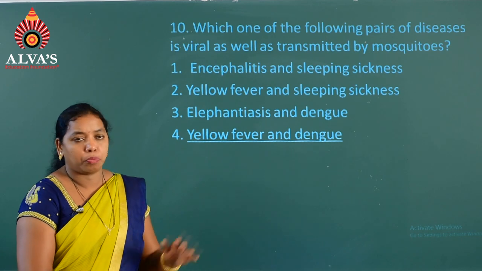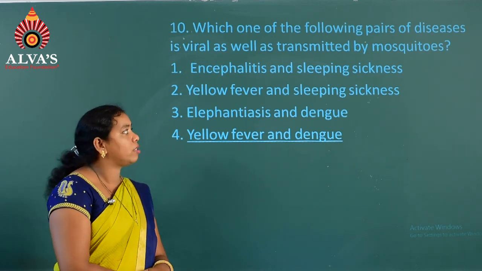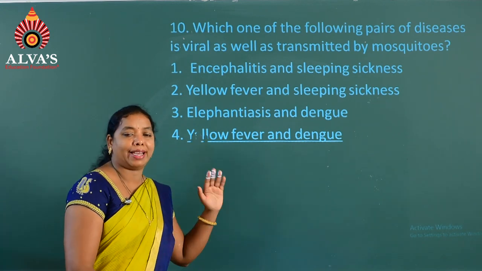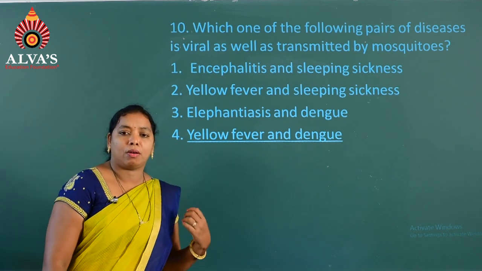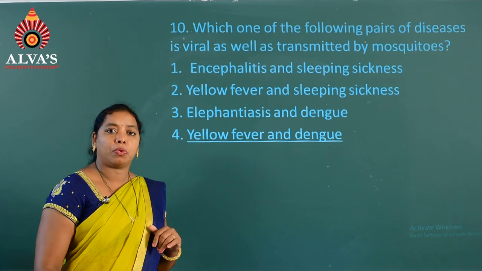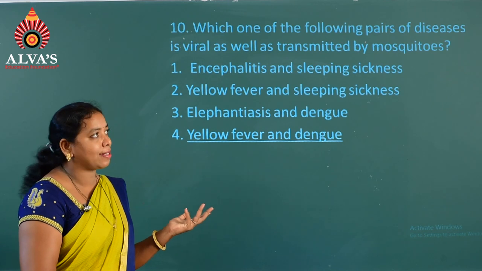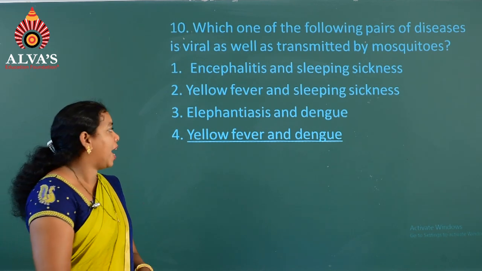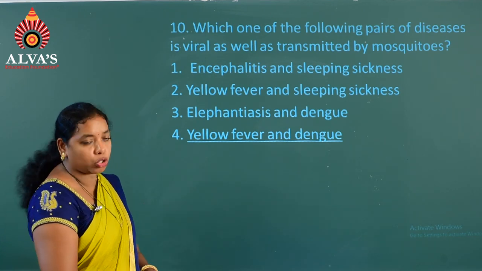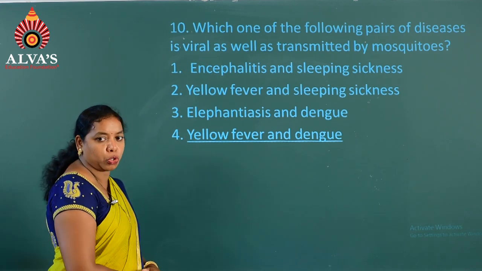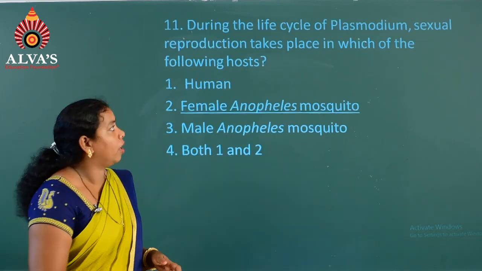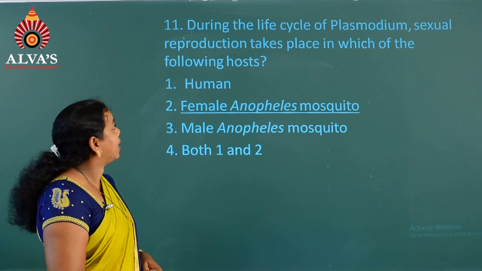So here we can see that both diseases are caused by viruses, and the vector is a mosquito. Yellow fever is caused by a flavivirus, whereas dengue is caused by the dengue virus, and in both cases the mosquito is the vector. Hence, for this question, the pair of diseases should be viral and the mosquito should be the vector, so the correct option is the fourth one. We will discuss the next question, question number 11.